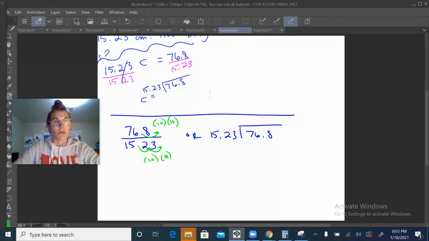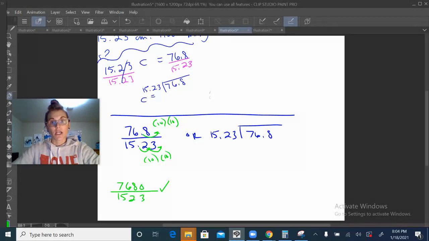So essentially, my 76.8 has now become, move it over twice, 7680. Let's double check. Once, twice, yes. And on the bottom, 1523, and we'll double check. 1, 2. Yep, we got it. So that's how it would be a simplified fraction.